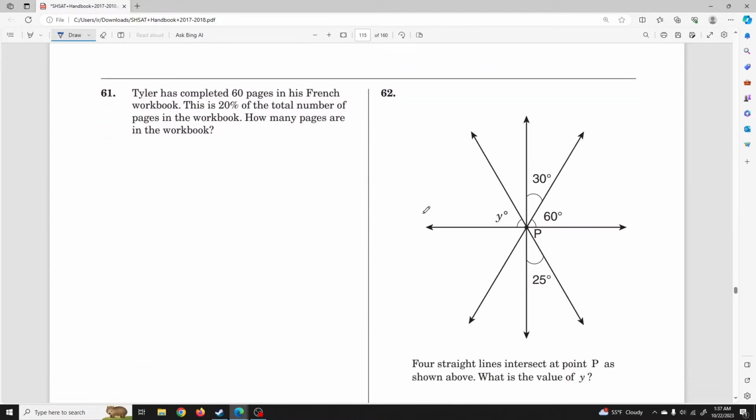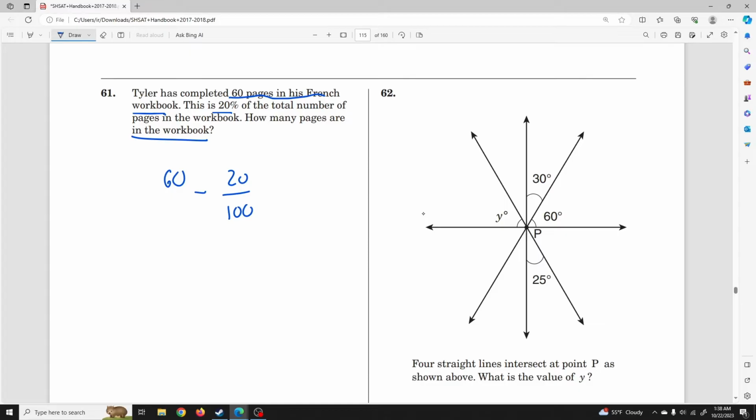Alright, moving on to number 61, it says that Tyler completed 60 pages in his French workbook. This is 20% of the total pages in the book. How many pages are in the workbook, right? So we could just set up just 2 related fractions. So we know that 60 pages is 20%, right? So 60 pages equal to 20%.